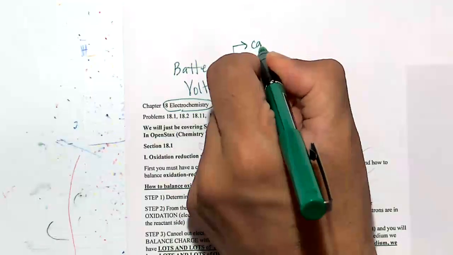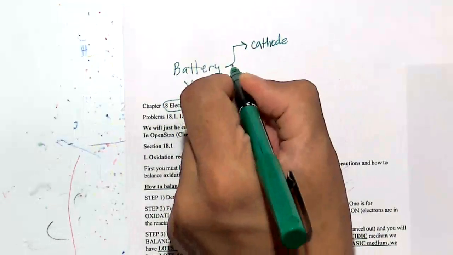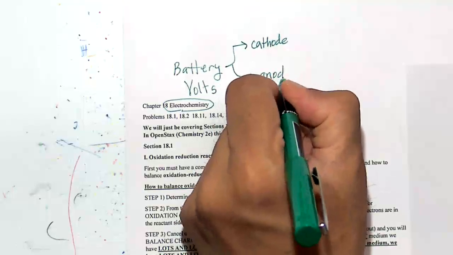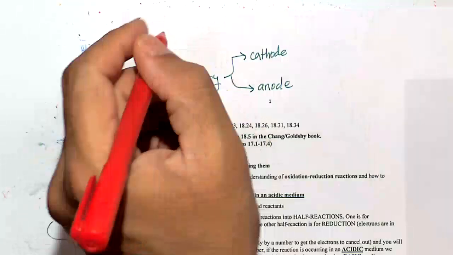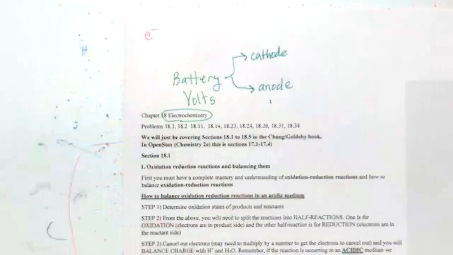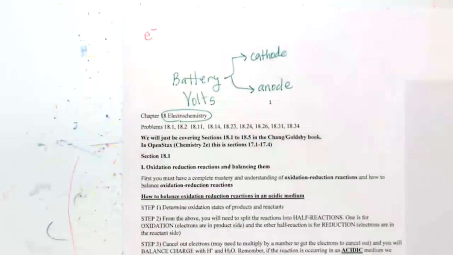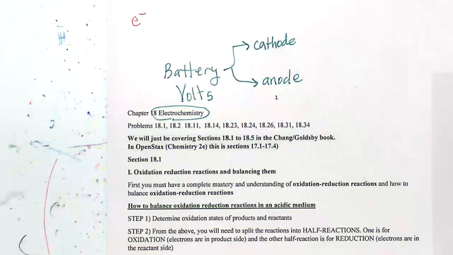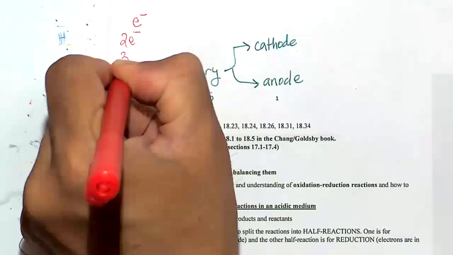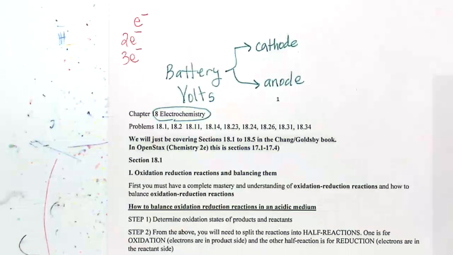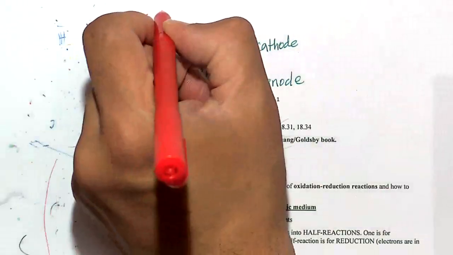A battery is two parts. It is a cathode and an anode. Now, to make a battery, we are exchanging electrons, not protons. This is not acid-base chemistry. So what is an electron? E minus. Or we can exchange 2 electrons or 3 electrons. It doesn't matter, but this is an electron transfer process.